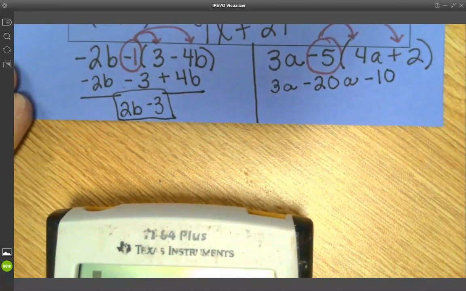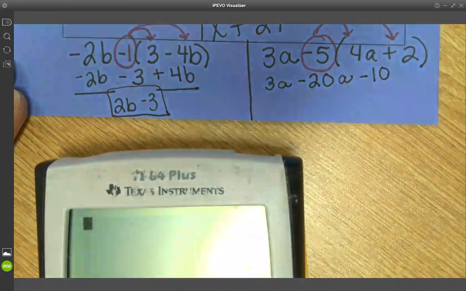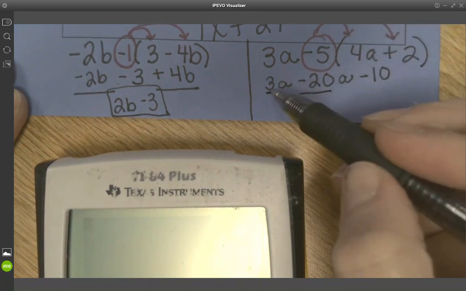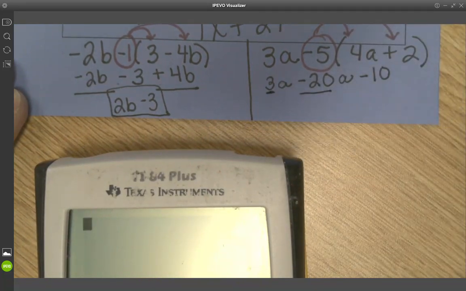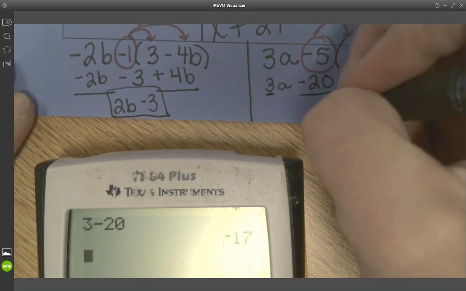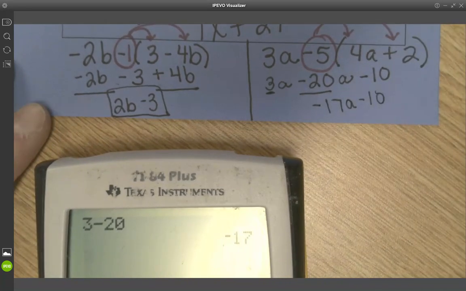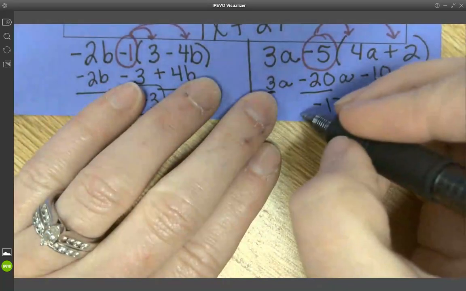And if you need to work these out with the calculator, what I mean by that is you can combine your like terms by just looking at the numbers. So like 3 minus 20. 3 minus 20. Different signs, you subtract and you keep the sign of the larger. Negative 17a. And then the minus 10 just kind of is tacked on there.